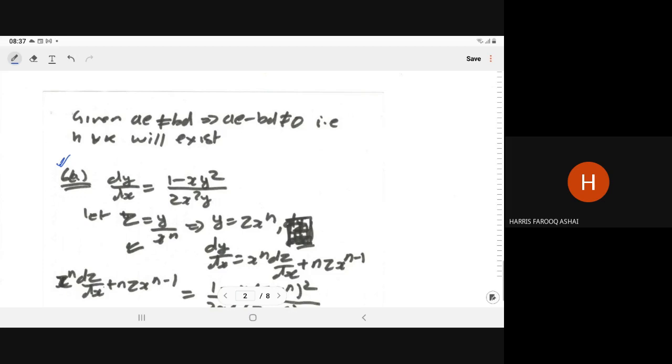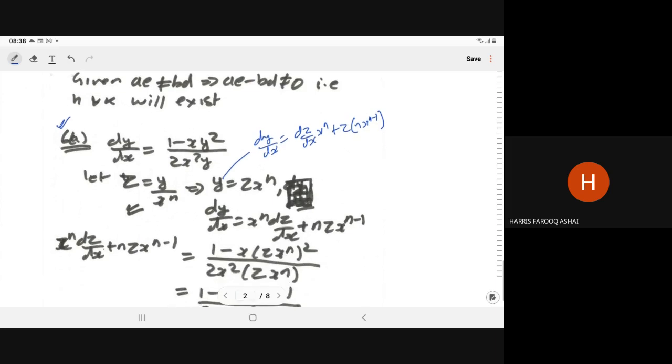So y will come z into x to power n, or dy by dx is equal to, from here we have the dy by dx. So for the first one, dz by dx and x to power n as it is, plus z as it is, and its derivative will be n x to power n minus 1. So here you have dy by dx is equal to x to power n dz by dx plus n z x to power n minus 1. By parts you will get this.